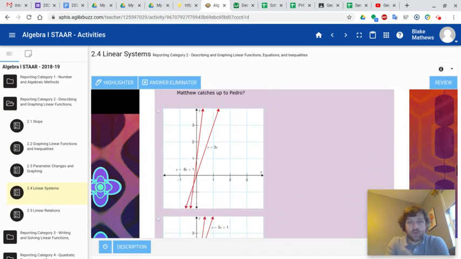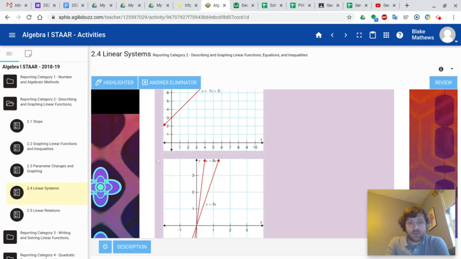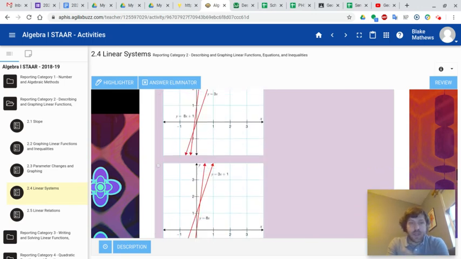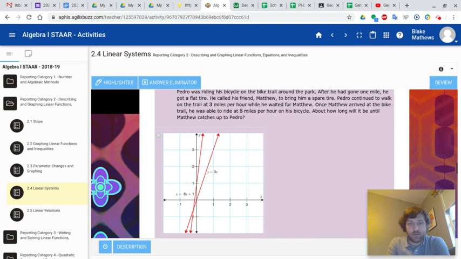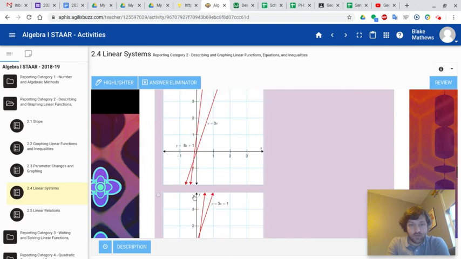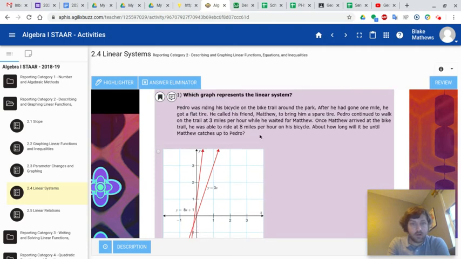All right. So, first things first, let's see if the graphs have the correct information about 3 miles per hour and 8 miles per hour. So we know that the line showing Pedro's movements is going to be not as steep as the line showing Matthew's movement because 8 is going to be increasing fast. And so the slope is going to be steeper. So we have two lines here. In this graph, we have the 3x and we have this 8x. So we can see the 3x is talking about Pedro, the 8x is talking about Matthew.